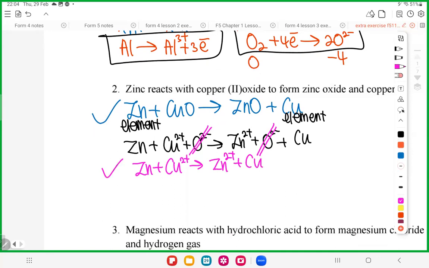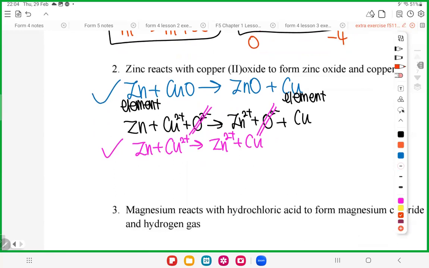Okay, last one. We can get our half equation. First one, zinc becoming zinc 2+. Second one, Cu2+ becoming Cu. So let's do it. How do we know the number of electrons we need?